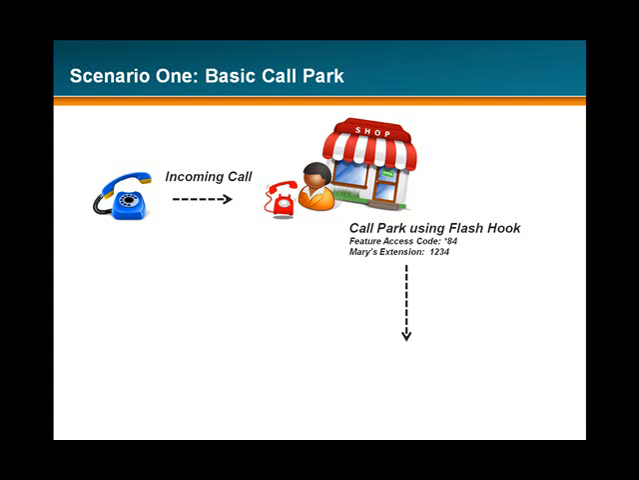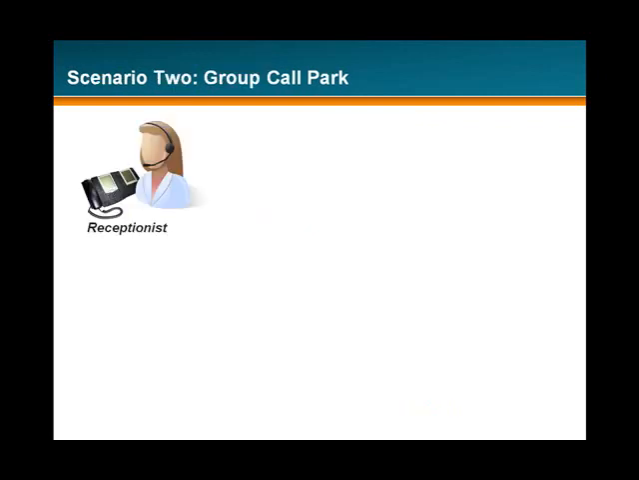Note that the system will play a denial tone if that extension already has a call parked against it. In this case, Mary is in the office but is not at her desk, but she is still able to pick up the call from another phone in the office by entering the access code and her extension. If Mary was at her own desk, she would only have had to enter the access code to pick up the call, as the system would have recognized that she was picking up the call from her own extension.